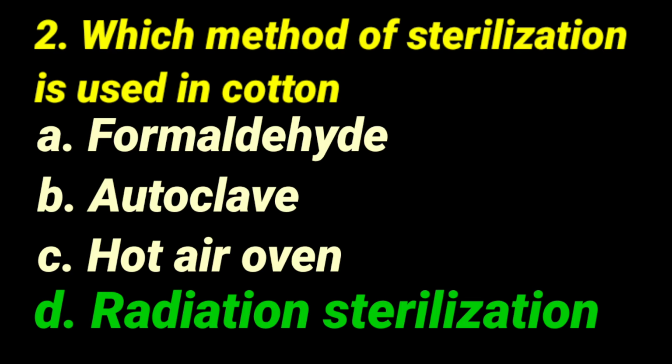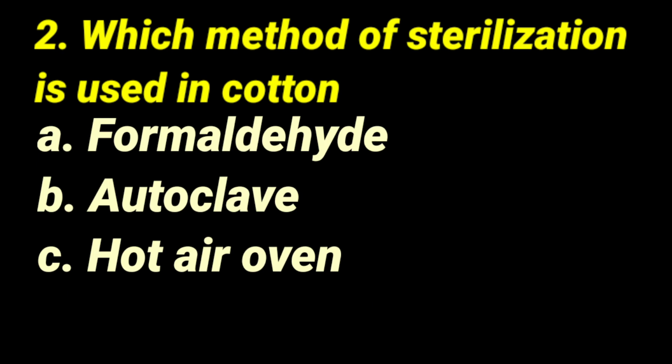Hot air oven, that is dry heat sterilization, these are not the correct answers, because if you apply a hot air oven the cotton will be burned. If you use the autoclave, moisture will enter the cotton. If you use formaldehyde, sometimes it might produce some irritation. So the correct method of sterilization of absorbent cotton is radiation sterilization, especially using gamma radiation.